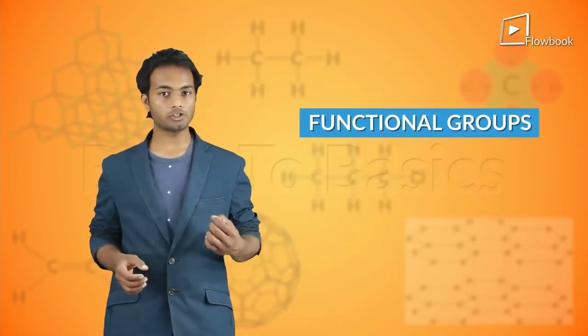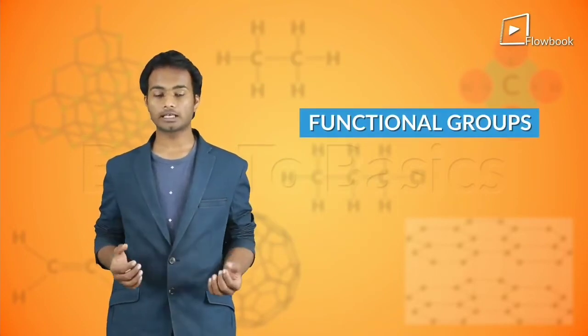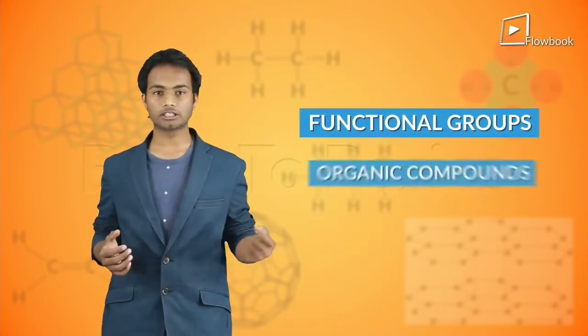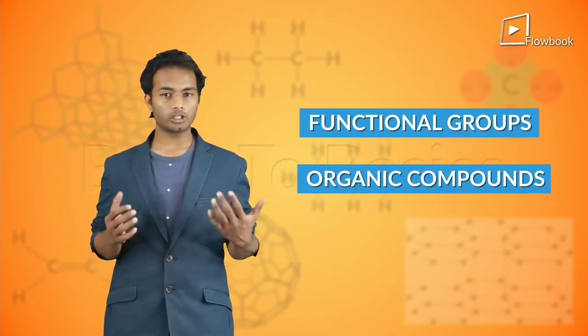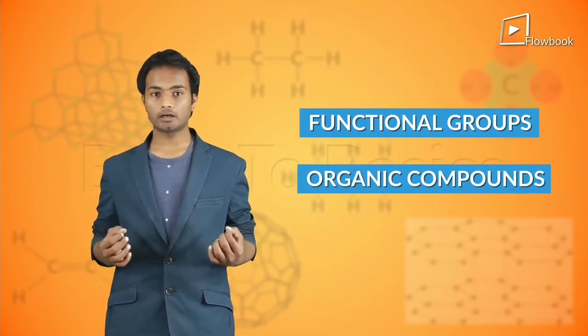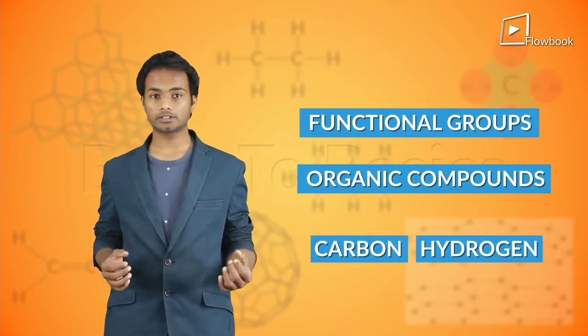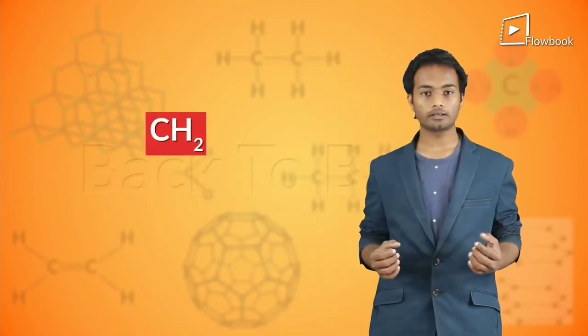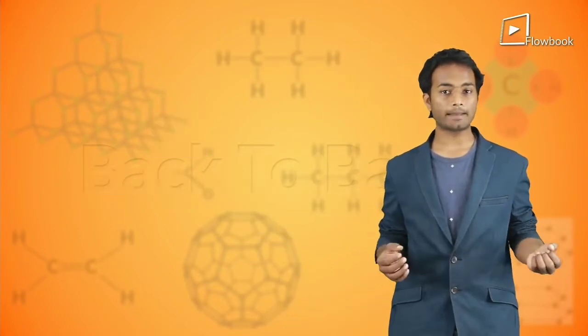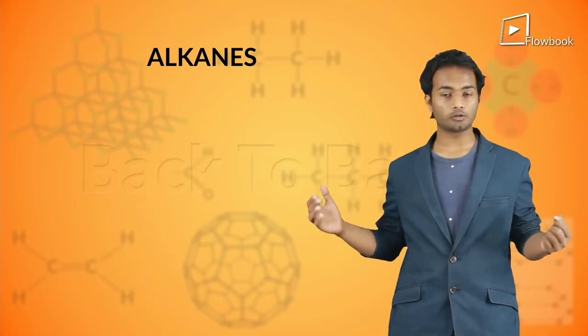We have been talking about different functional groups and also how organic compounds behave depending on the functional groups. Now, they also behave differently based on the number of carbon and the number of hydrogen atoms they have in the structure. This series of carbon compounds where every compound differs by a CH2 is called the homologous series. For example, alkanes are a homologous series.